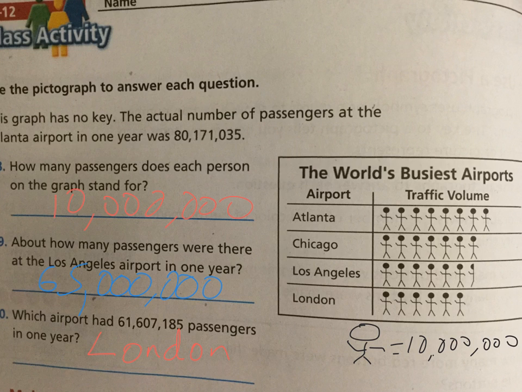All right. There are your answers. Passengers at the Los Angeles airport are 65 million. There are 6 full people and half a person. That's about 65 million. And then the 61,607,185 passengers would be 6 people about, so that would be London.